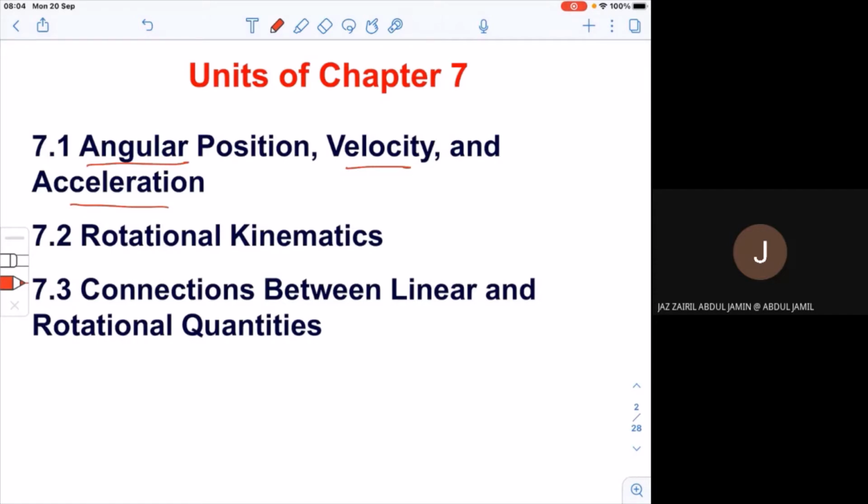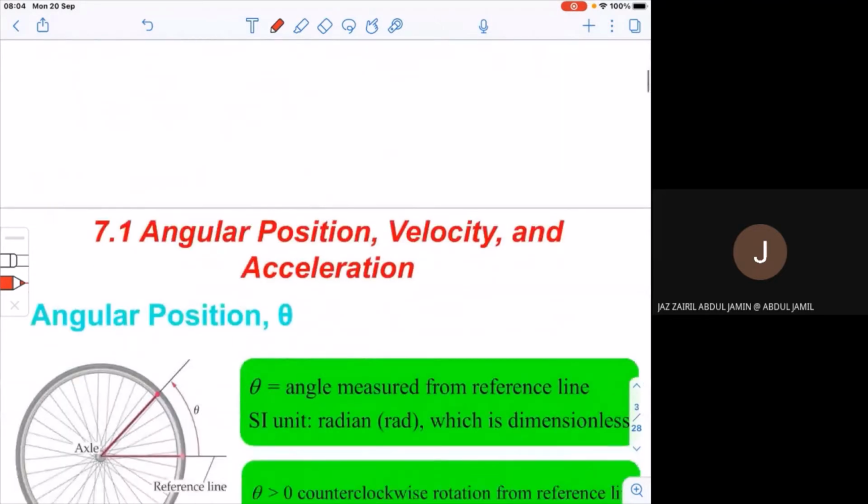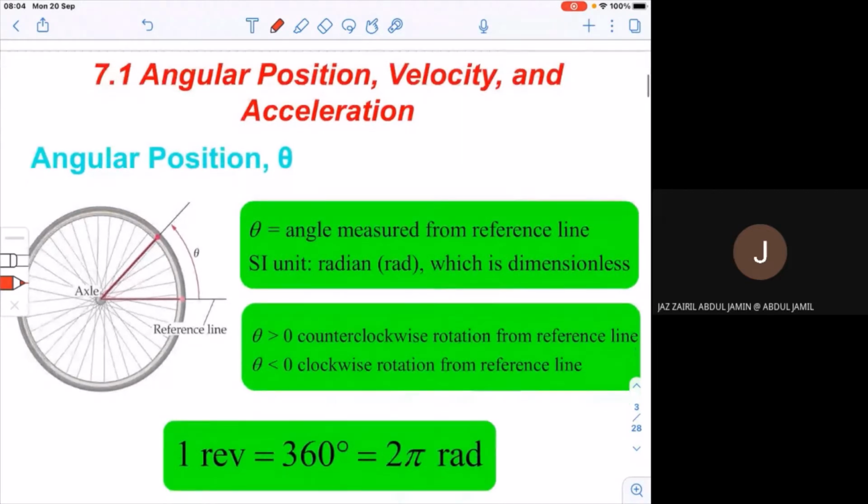For example, when we learned about motion, whenever the acceleration becomes constant, we can use some equations. So we're going to learn that in the rotational kinematics part. And then we can see the connection between the linear and the rotational quantities. So today we're going to finish all these sub chapters within 1 hour. It's a simple thing. So let's start with the angular positions, velocity, and accelerations.